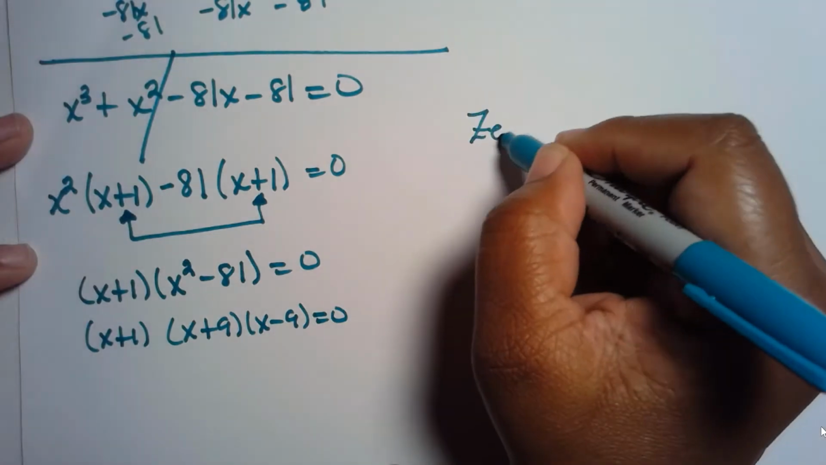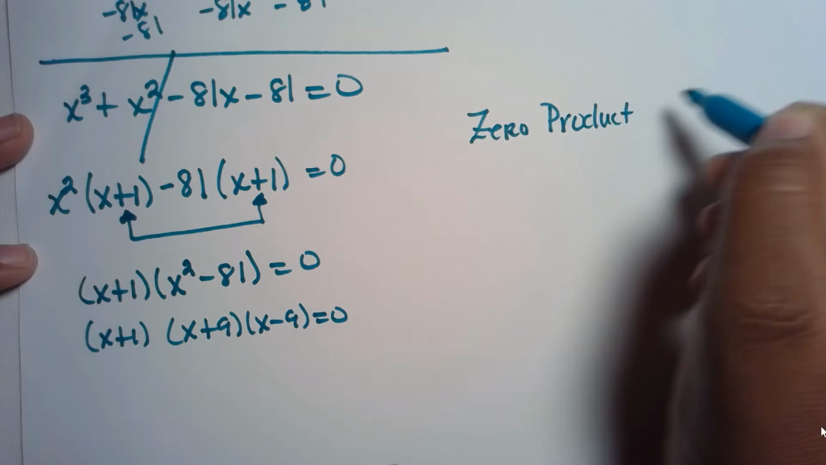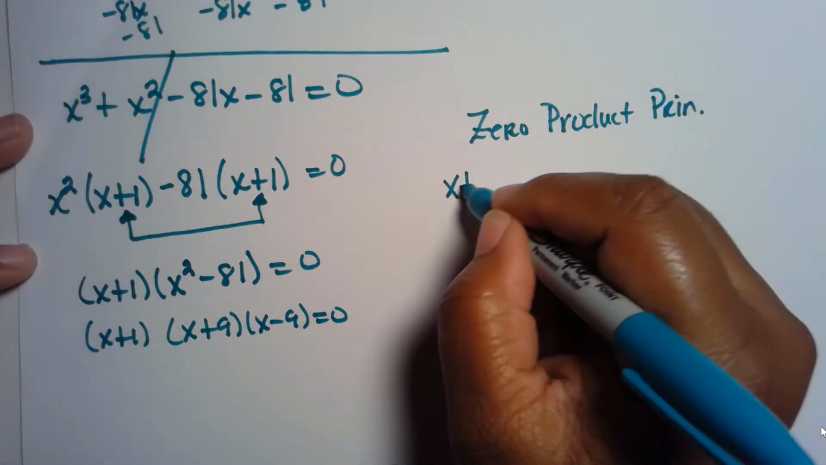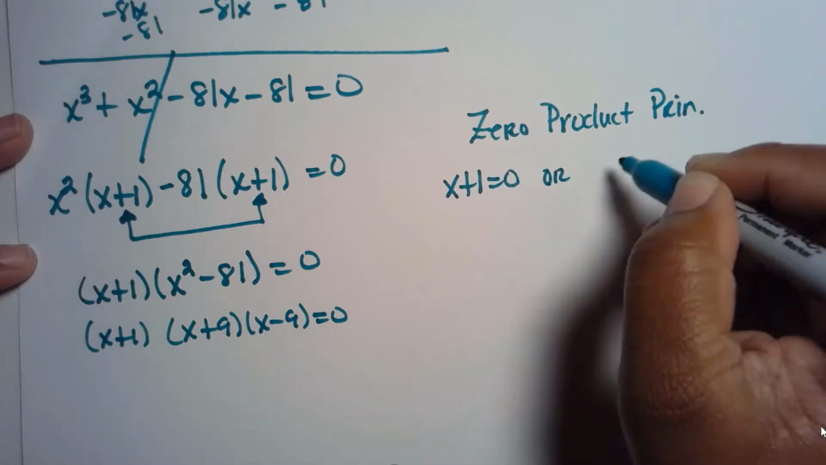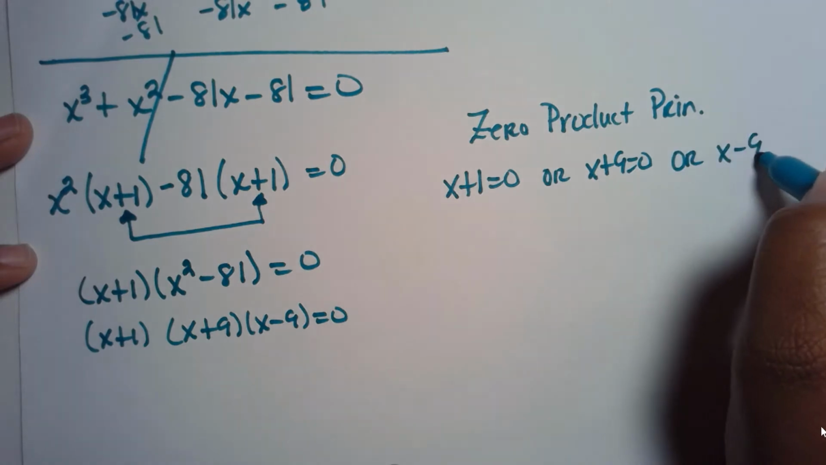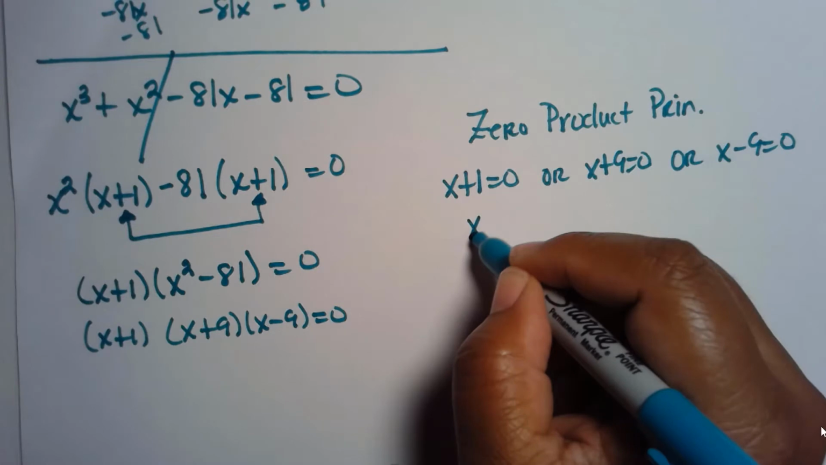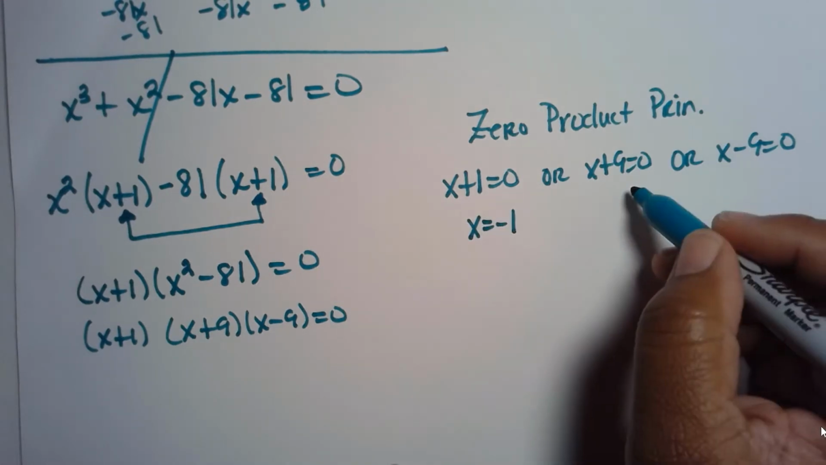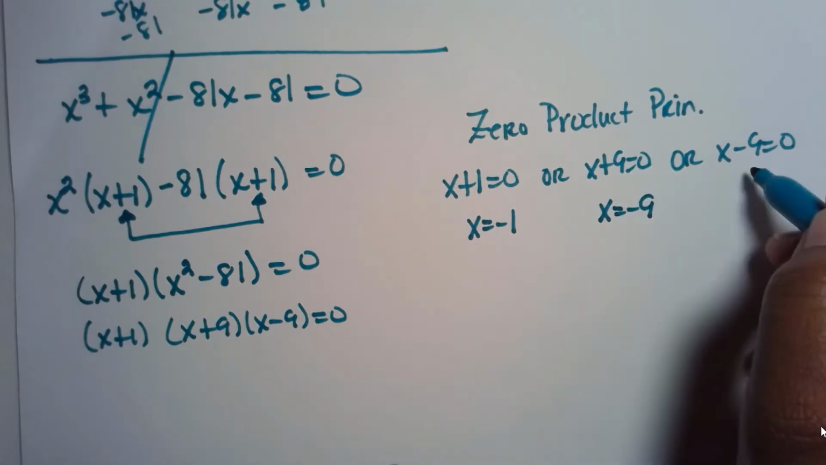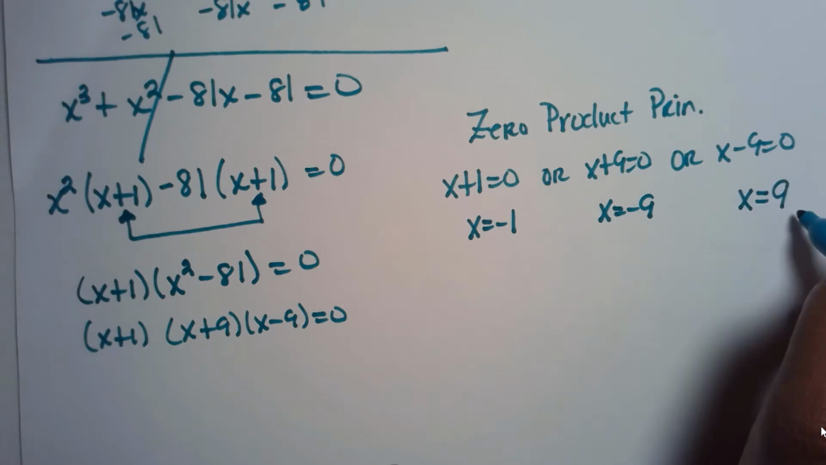Now using the zero product principle, we're going to set each factor equal to 0 and solve. Therefore, x plus 1 is equal to 0, x is equal to negative 1. X plus 9 is equal to 0, x is equal to negative 9. And then x minus 9 equals 0, x is equal to positive 9.